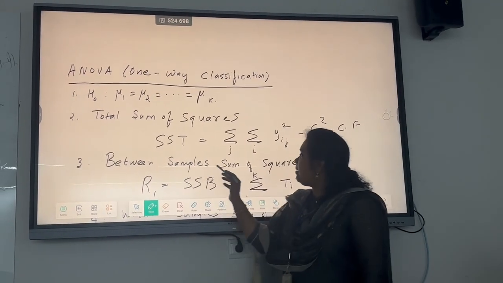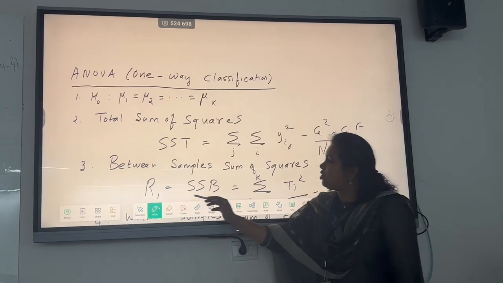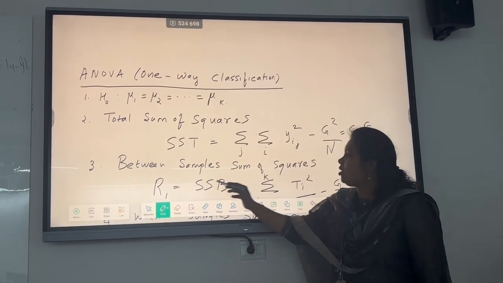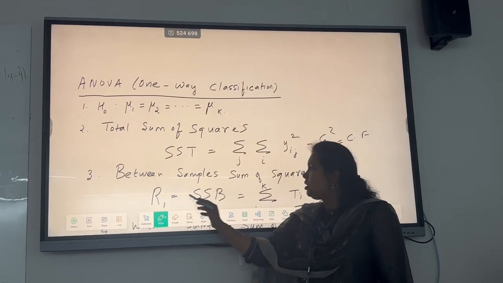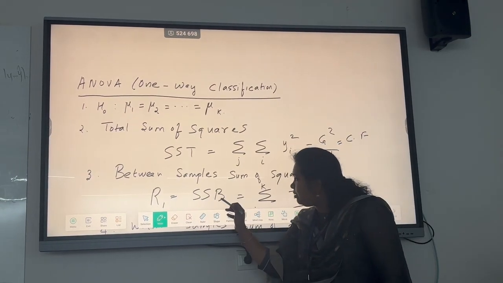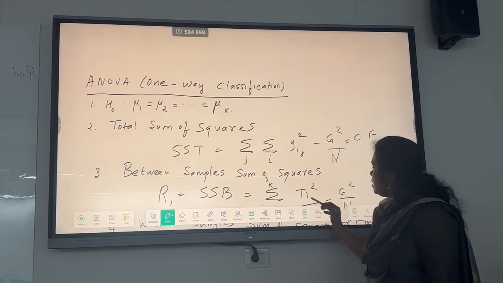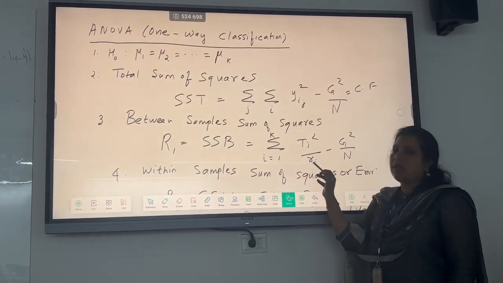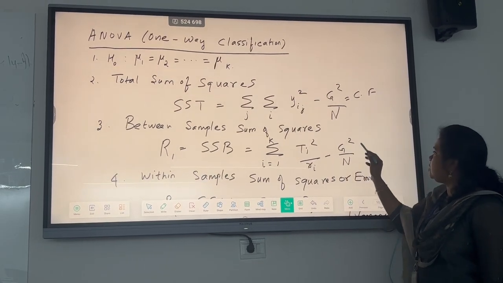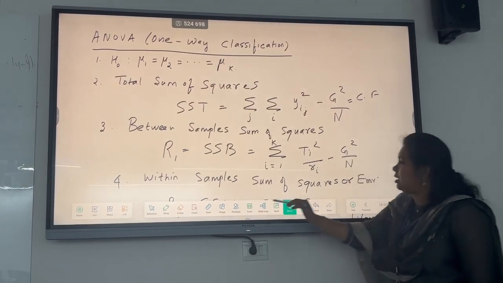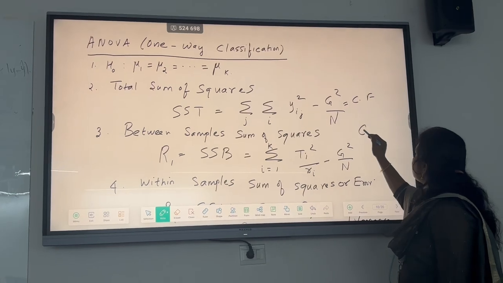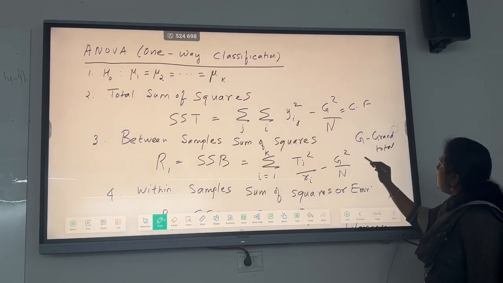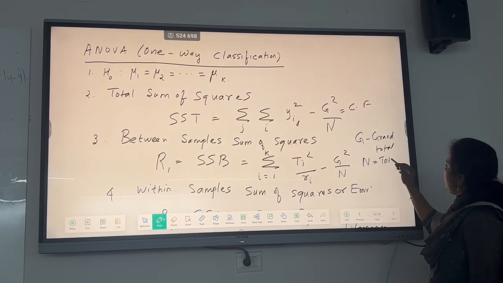Next is the between-sample sum of squares, which is denoted by R1. You can take any notation, but we denote it by R1 because it is row-wise. This is SSB, the between sum of squares, which is the summation i equal to 1 to k of Ri squared by ni minus the correction factor. This G is what we call the grand total. N is the total number of observations.